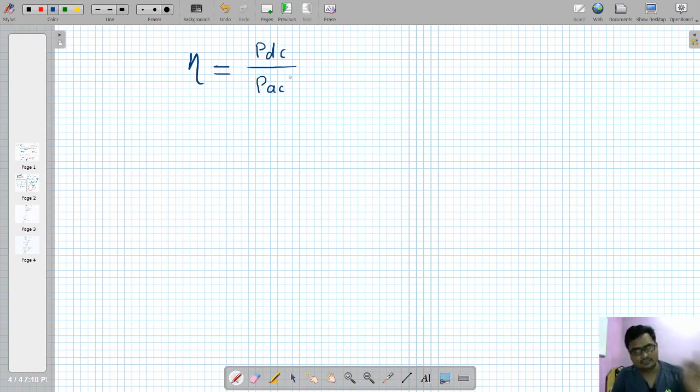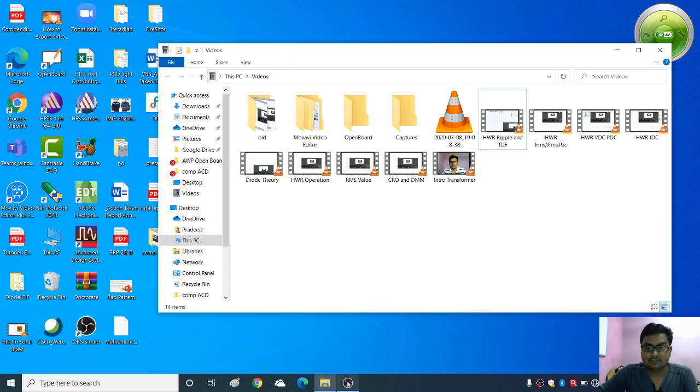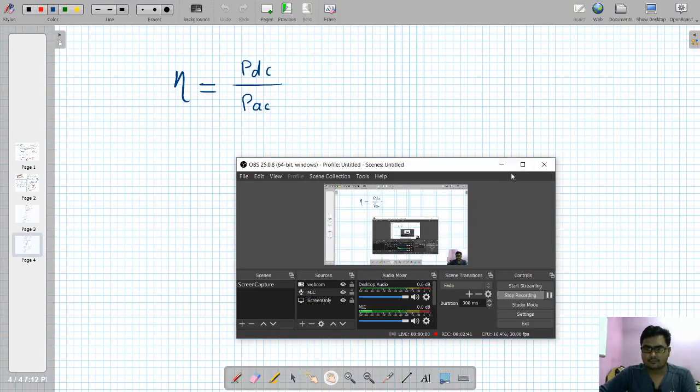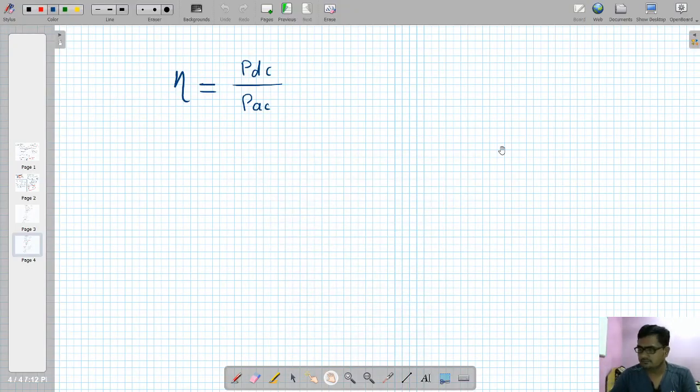Now this PDC already we have derived, and that PAC also we have derived. Let me check where we have derived this, maybe in the second page. Okay, it has been closed. Sorry for the interruption, there was a technical problem. Suddenly that whiteboard got closed. Okay, so what we were discussing? We were discussing PDC and PAC. Those values we have already derived.